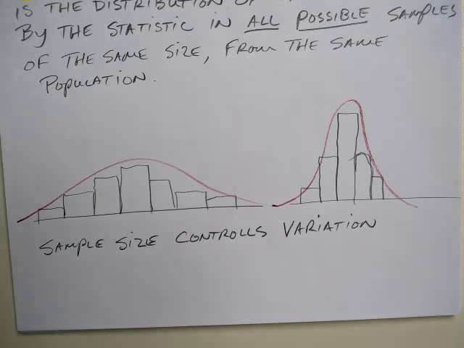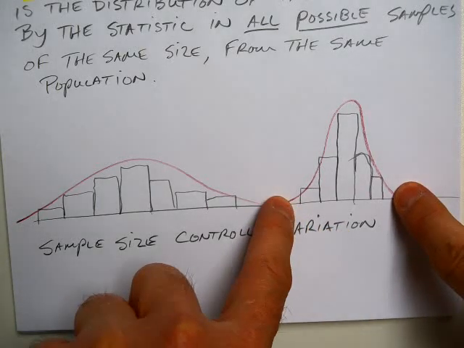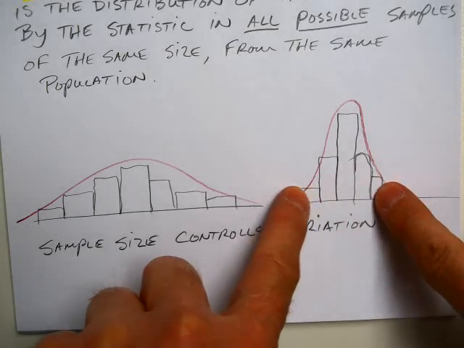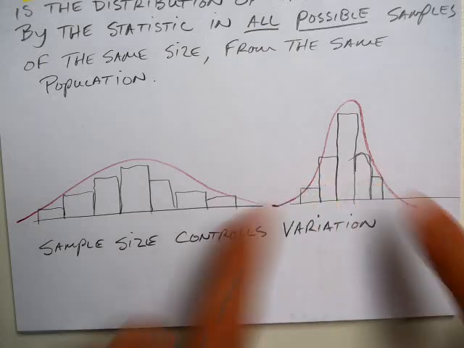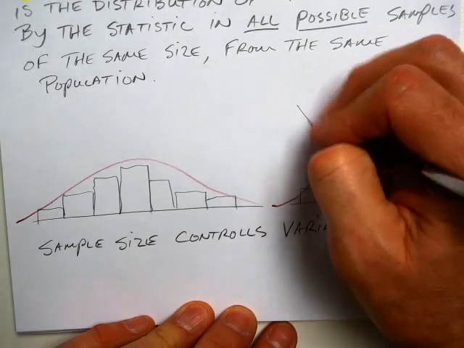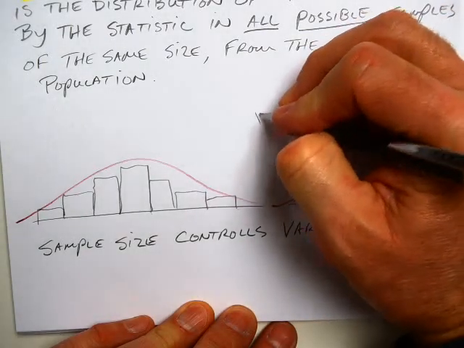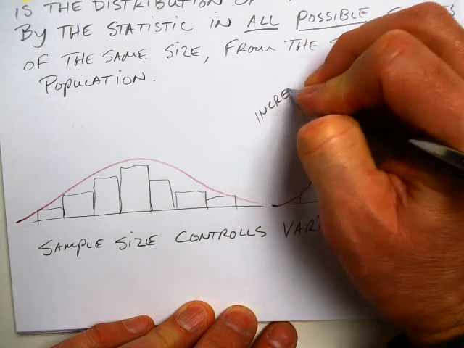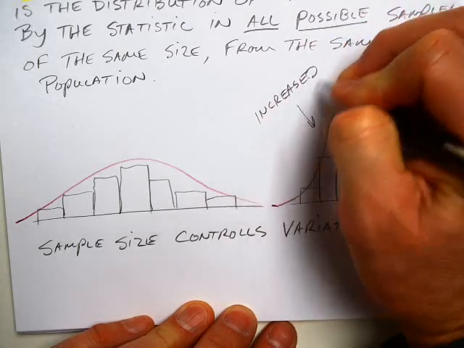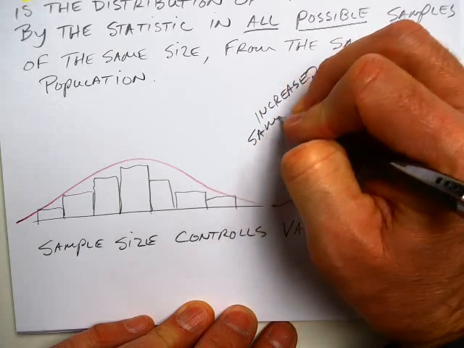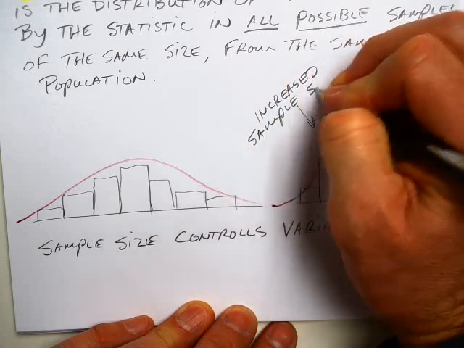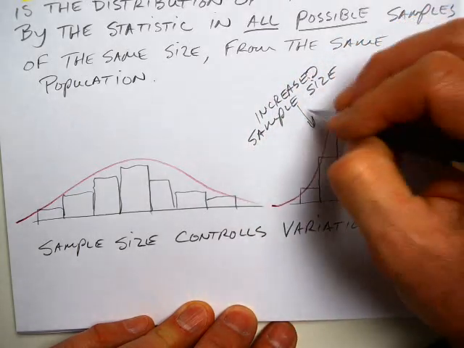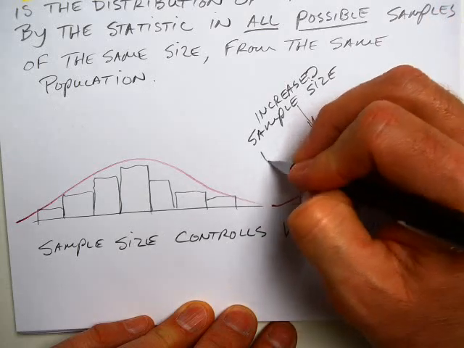The larger the sample size, the lower the variation. The numbers are going to fit closer into the middle. So this is going to be an example of an increased sample size, and this gives us decreased variation.